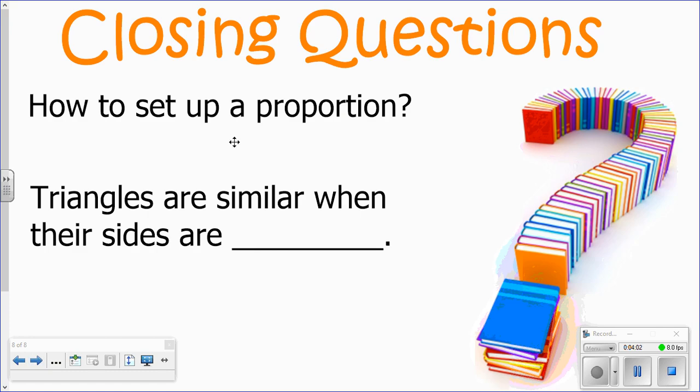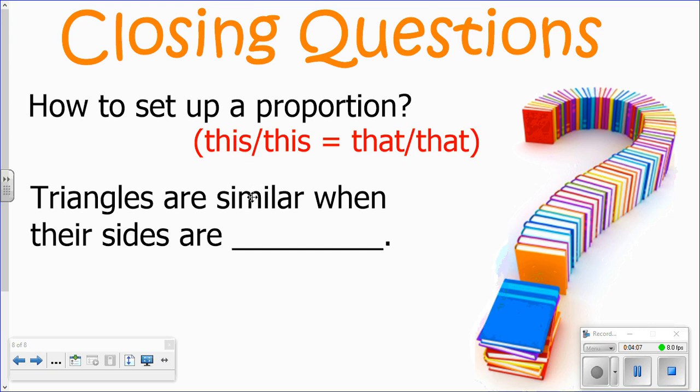So how do we set up a proportion? This is to this, as that is to that. Triangles are similar when their sides are proportional.